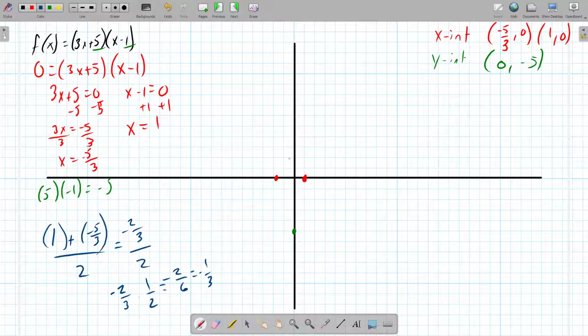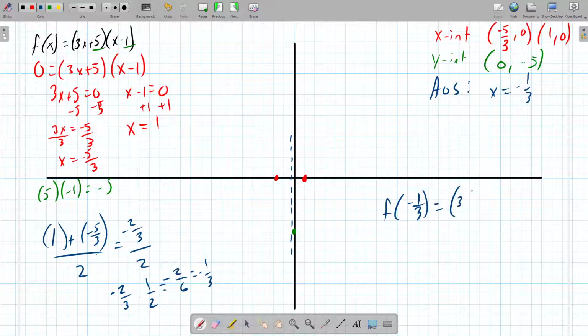The x value for my vertex is at negative 1/3. So I can say my axis of symmetry is at x equals negative 1/3. And then to find the y value, we're just going to take negative 1/3 and plug it into our function. So f of negative 1/3, plugging it in for x.